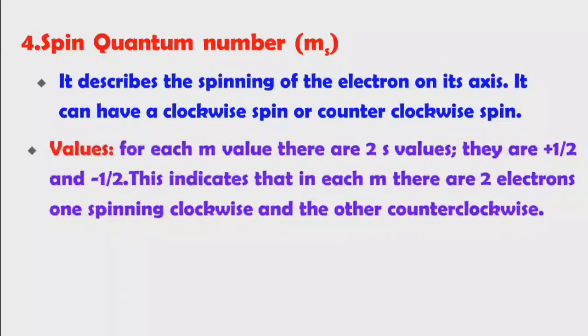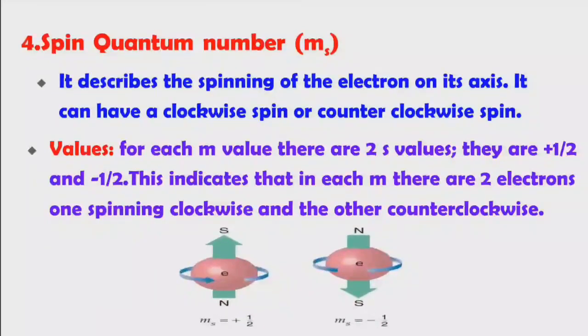Values. For each m value, there are two spin quantum number values. They are plus half and minus half. This indicates that in each orbital there are two electrons, one in the clockwise direction and the other in the anti-clockwise direction. If it is in the clockwise direction, its spin is plus half. If it is in the anti-clockwise direction, its spin is minus half.